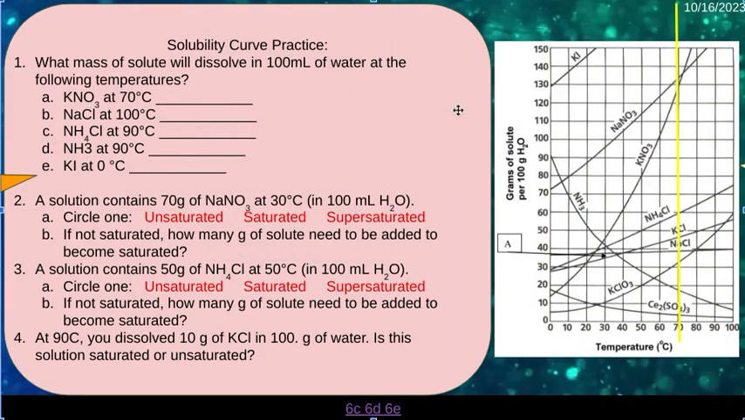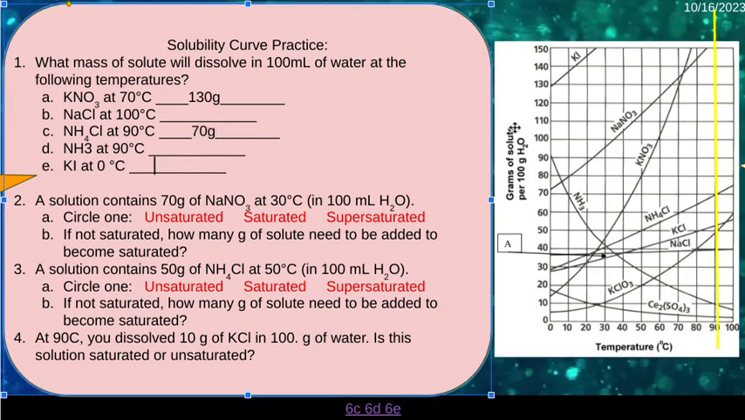At 70 degrees Celsius, KNO3 crosses that line at about 130. So 130 grams of KNO3 at 70 degrees. Let's look at NH4Cl at 90 degrees. So we'll move this over to 90. It's a little bit off, we'll move it in a second. So at 90 degrees, where is NH4Cl? It looks like it crosses right there at 70 grams.